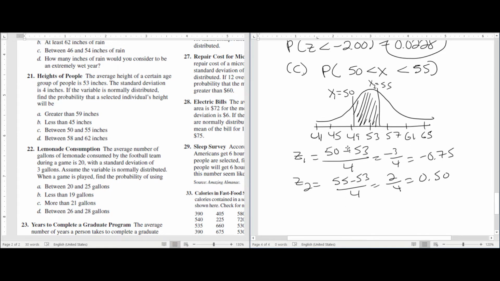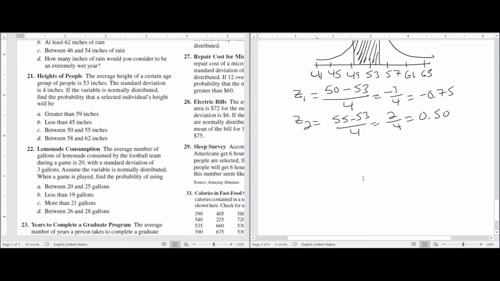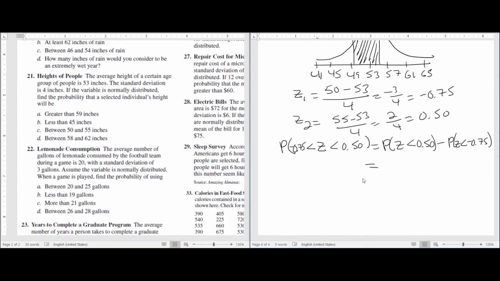All right, so now, since we have 2 z-scores, we need to find the area for both of those z-scores and then subtract them from each other to get an area. So we want the probability that z is between negative 0.75 and positive 0.50. So that means we have to subtract the bigger area minus the smaller area. Then we look them both up on the table to get the numbers.